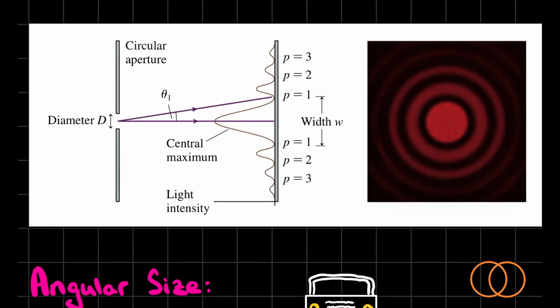P is pretty much the same thing as m in the double slit experiment. If you remember, we had something like d sin theta equals m lambda, and p plays pretty much the same role as m in circular apertures. Also, one more thing to note: when we deal with circular apertures, it has only one hole, not many holes.